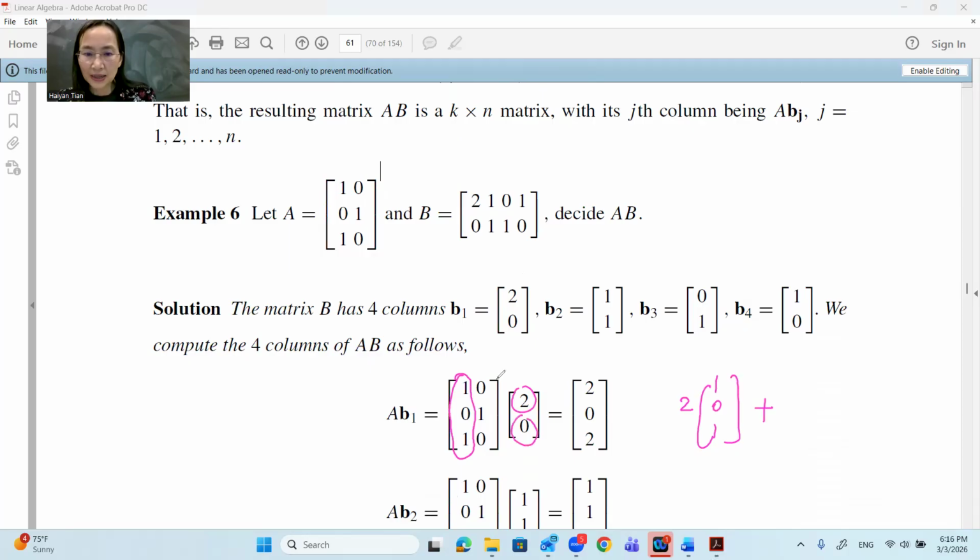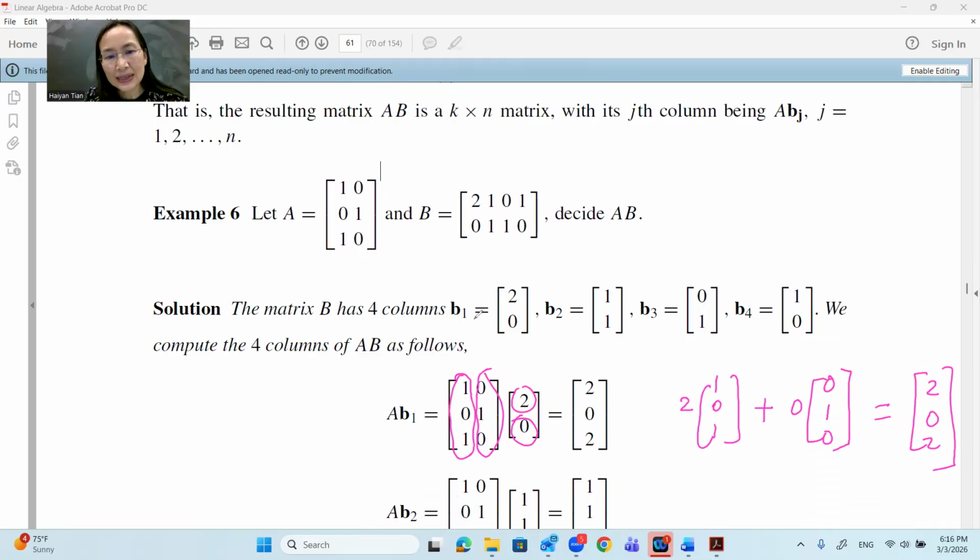Plus 0 times the second column. It's a linear combination of the columns of A. And then as a result, we get 2, 0, and 2. We get a vector. So that is A times the first column.